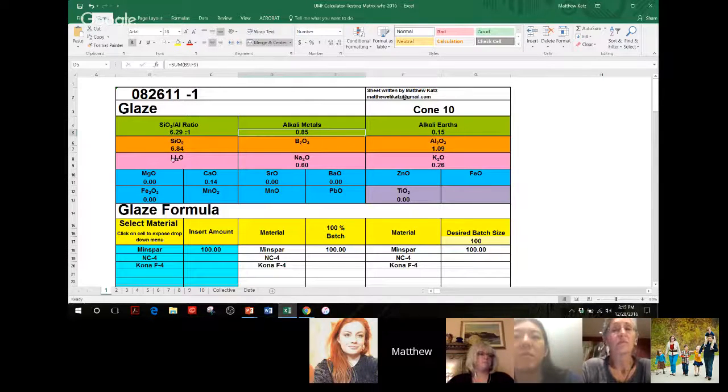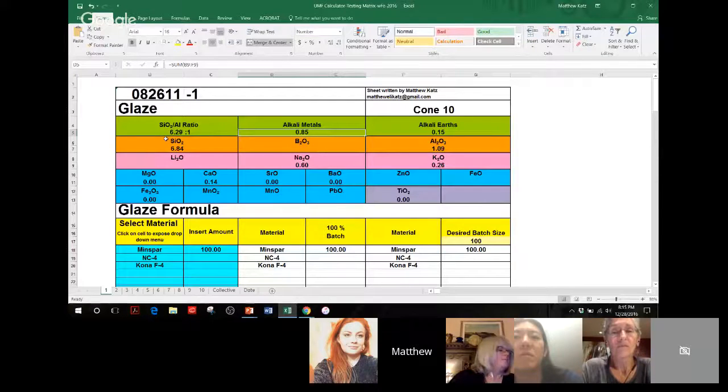Okay, and silica at 6.84. Now, if you remember, we've talked about that the formula for feldspar is 1 to 1 to 6. So 1 flux, 1 alumina, 6 silica. And that's the idealized feldspar. When we have a real feldspar, we're going to get some extra.